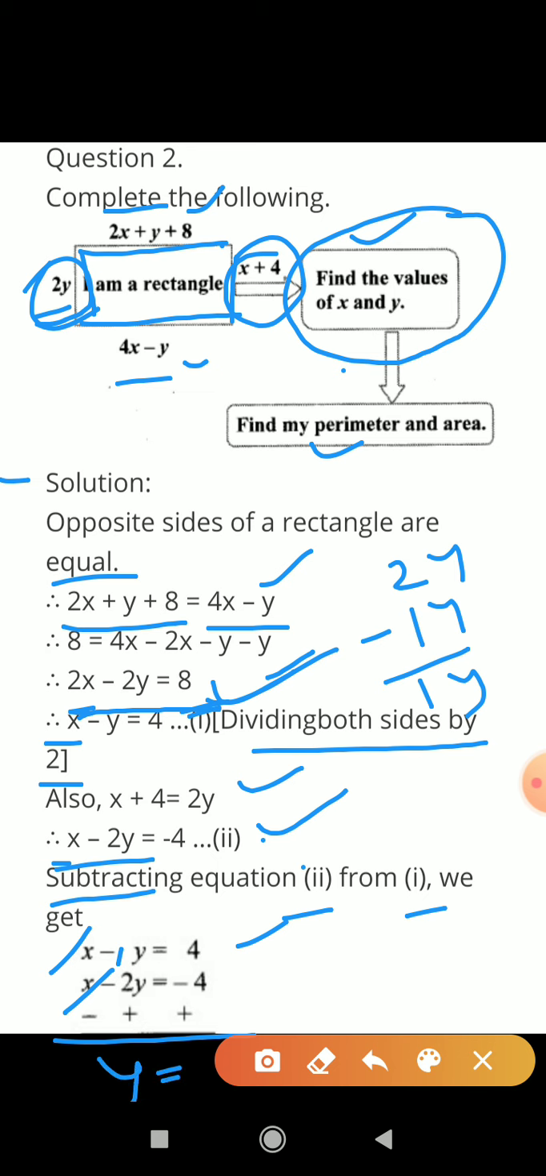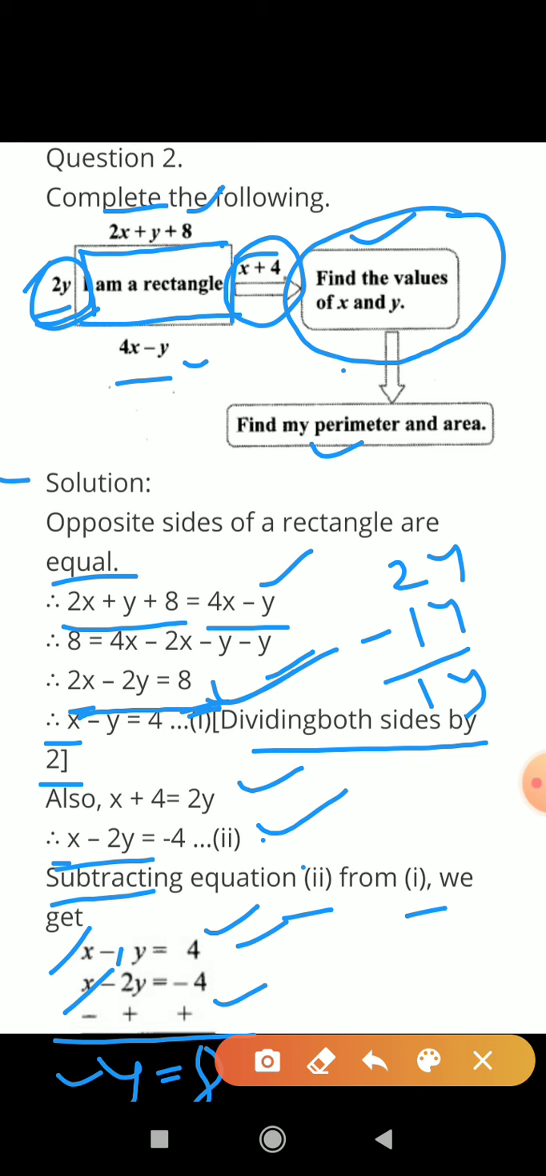So this y is equal to, now see here plus 4, and after sign change this also becomes plus. So plus 4 and plus 4, 4 plus 4 becomes 8. So the value of y we get is y equal to 8. Okay, so thus we get y equal to 8.